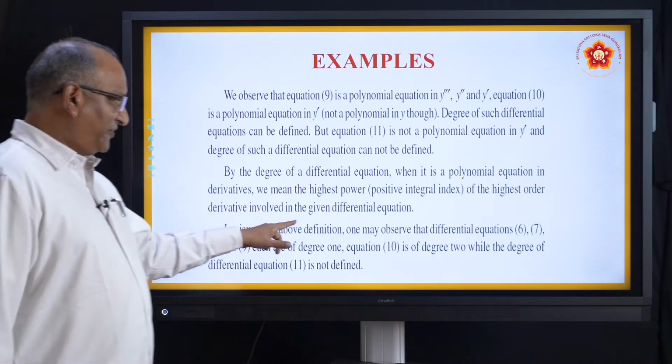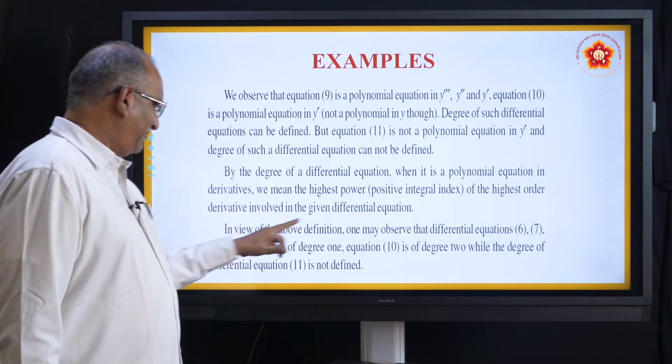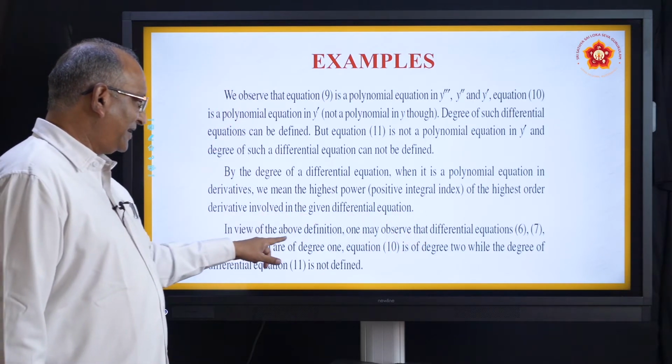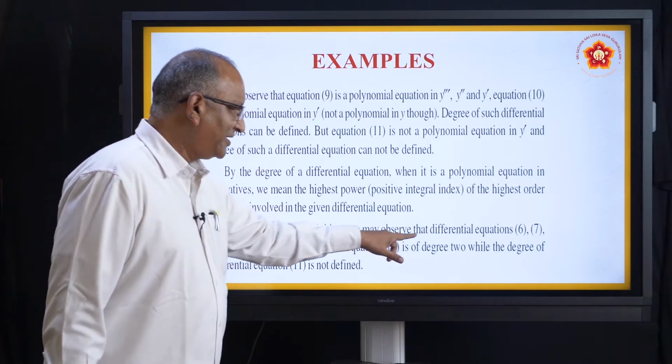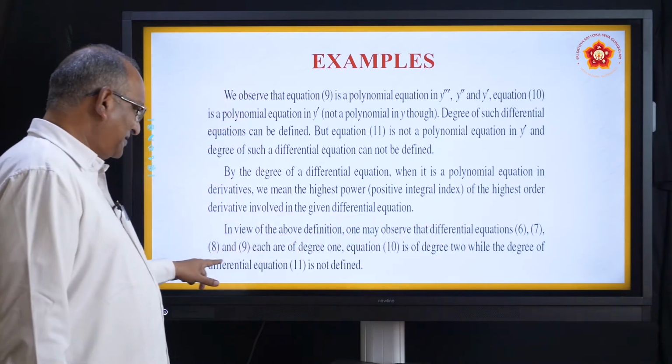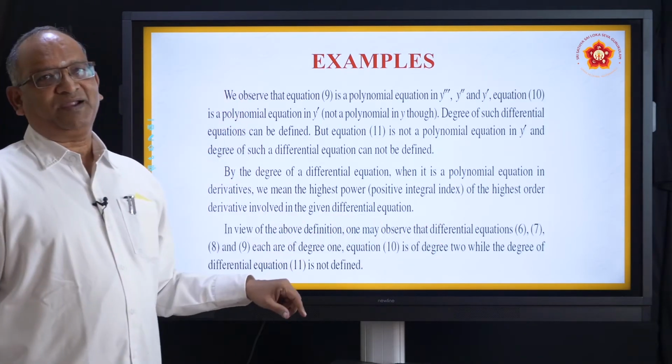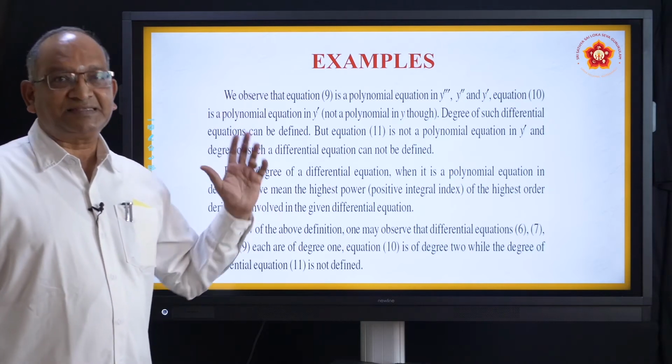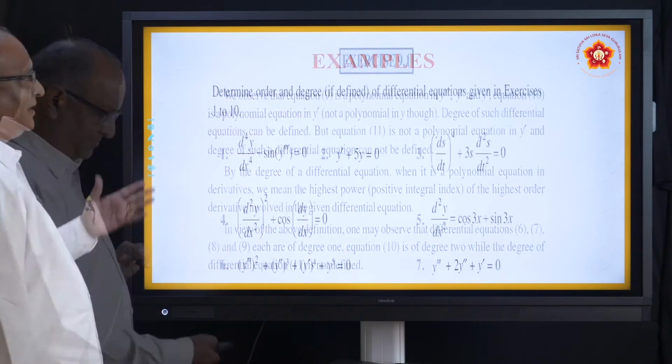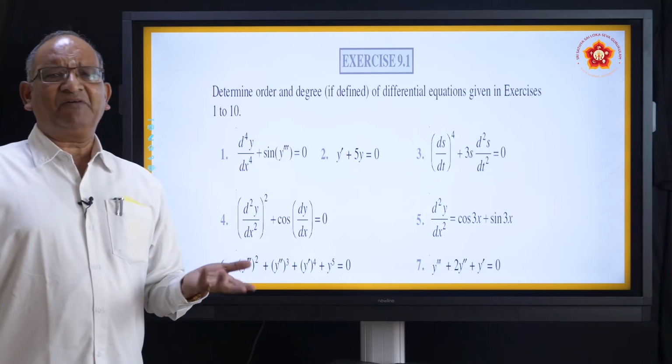In view of the above definitions, one may observe that the differential equations 6, 7, 8, 9 each are degree 1, equation 10 is of degree 2, while the degree of differential equation 11 is not defined. Why is it not defined? Because there was sine of dy by dx.